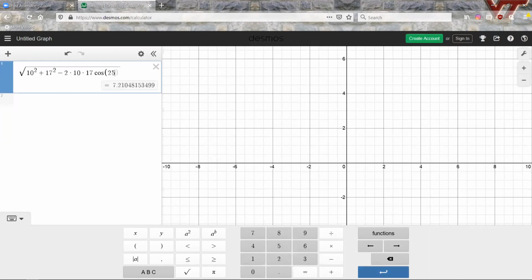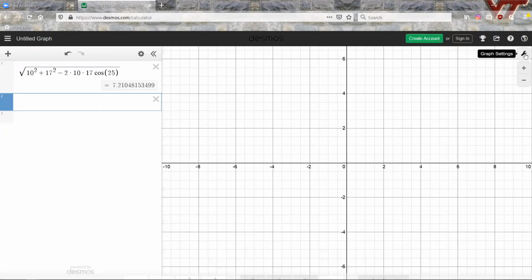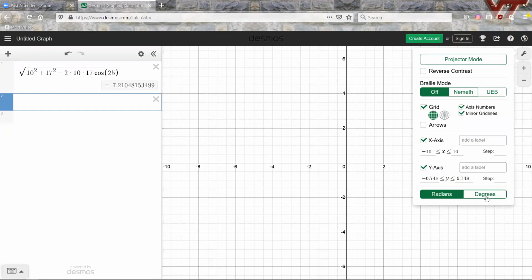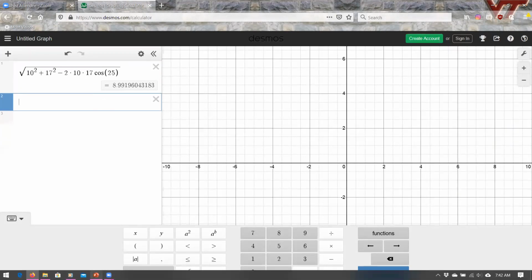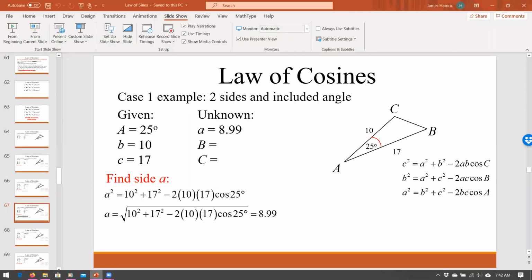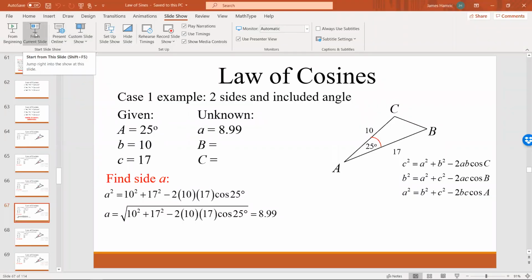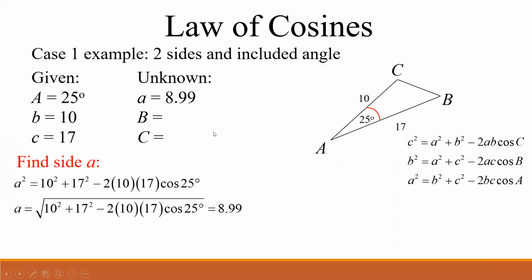Now, you might be saying, oh, okay, that's the right answer, 7.22, but wait a minute, go over to your wrench or whatever settings you have on your calculator, make sure that you are in degrees, and notice it kind of defaults to radians. If I hit degrees, it'll automatically change that answer, and that is the correct answer. That's why it's 8.99. So again, pop everything in the calculator, just let the calculator do the work, and so my side A now is 8.99.